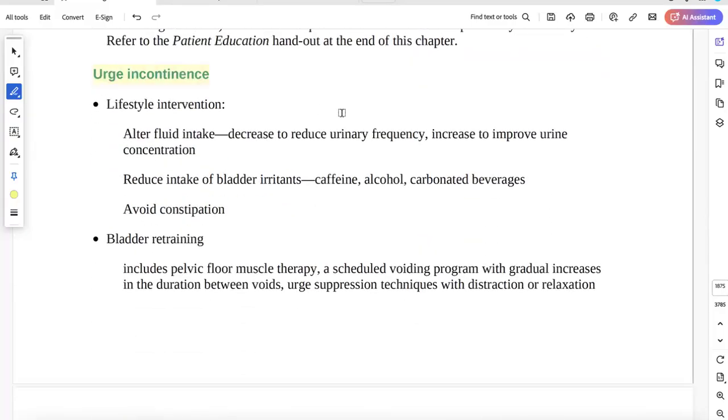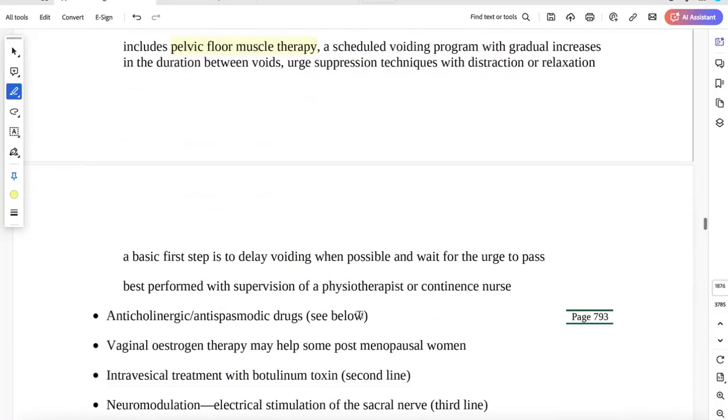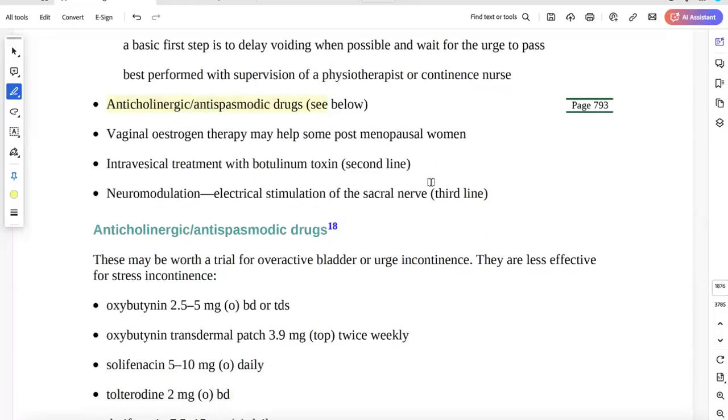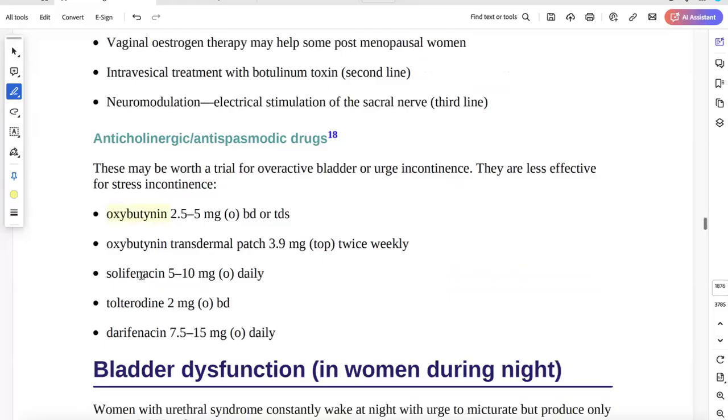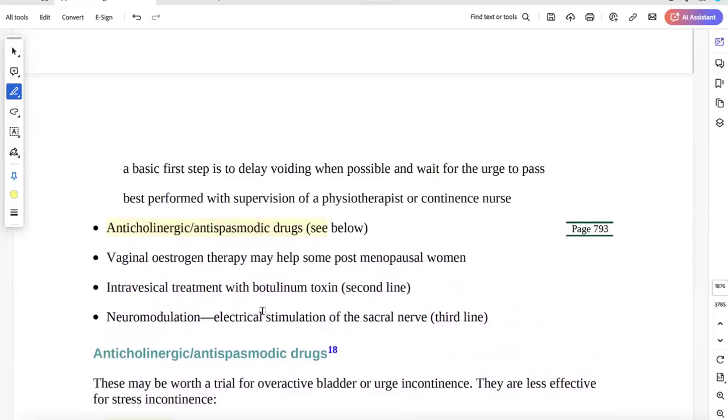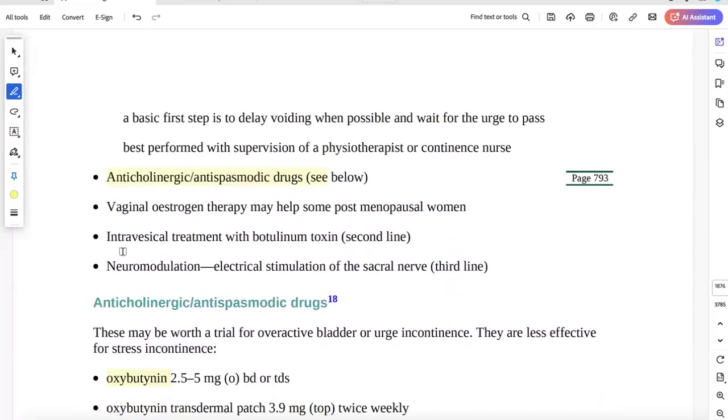If it is urge incontinence, the initial treatment would be bladder retraining, including pelvic floor muscle therapy. So you have tried the initial treatment, it did not work. The second line treatment is an anticholinergic medication. Anticholinergic medication can help retain urine, and that will help a patient who has incontinence. You can use any of these: oxybutynin, solifenacin, or tolterodine. These are the anticholinergic drugs that we use. Still not working, the last option will be surgical treatment.